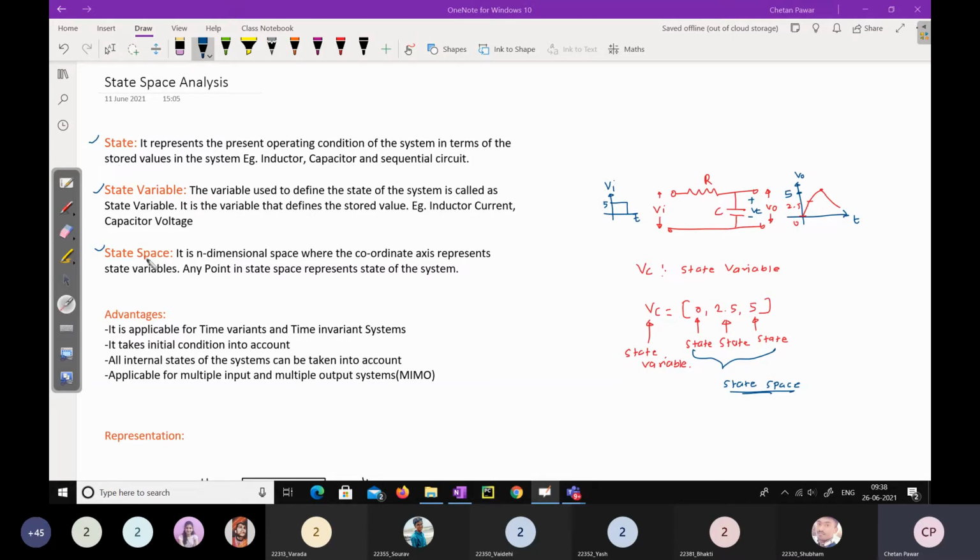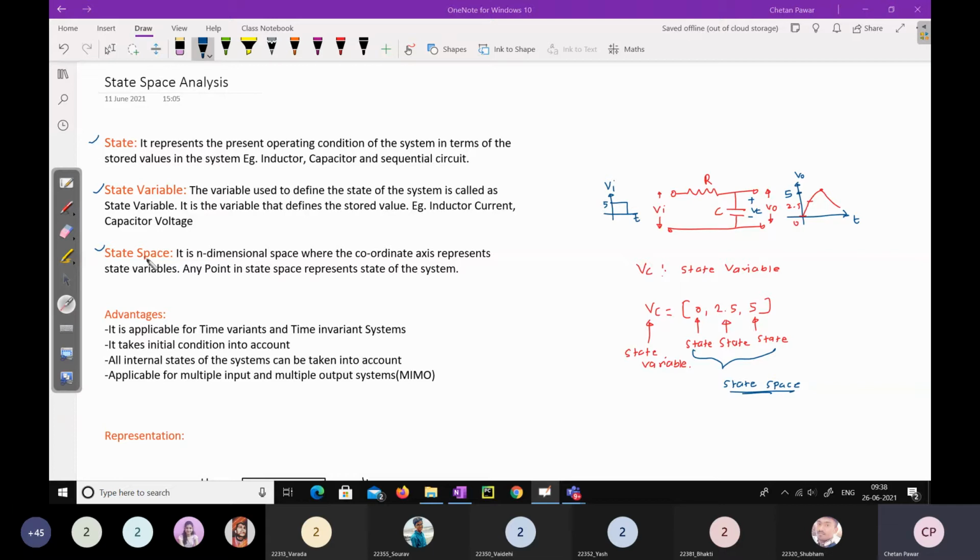So you may wonder, what is the use of state space analysis? Because if you want to analyze any system, we can use a Laplace transform to find out a transfer function. Then if you want to assess the performance of the system, we can apply a time domain analysis technique. Or if you want to analyze the system's performance in the frequency domain, we can use frequency domain analysis techniques like Bode plot, Nyquist plot. So what is the use of state space analysis?